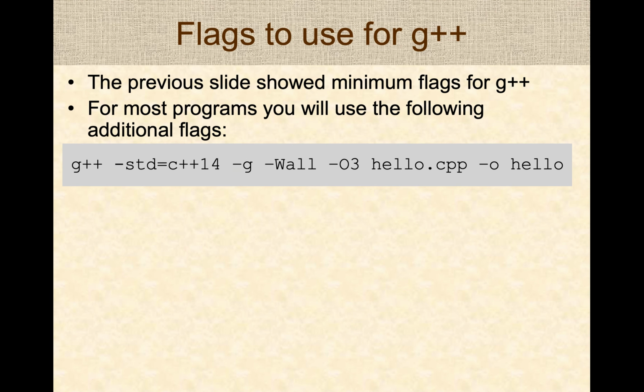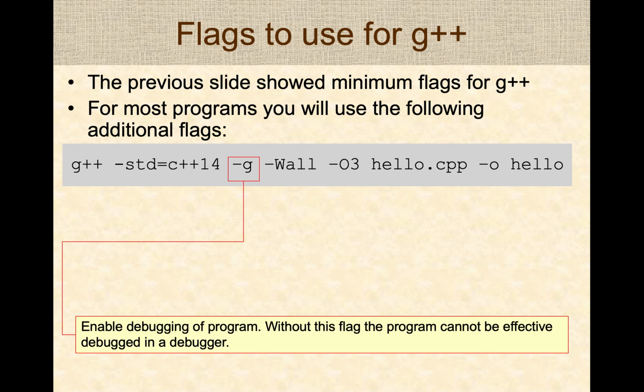In the previous slide, we looked at some of the flags to use with g++. Those were the minimum flags. Typically, you use a couple more additional flags when you're compiling programs. For example, you should always throw in the -g option to enable debugging of programs. Without the -g flag, the debugger will not work correctly or give you all of the information for debugging your program.